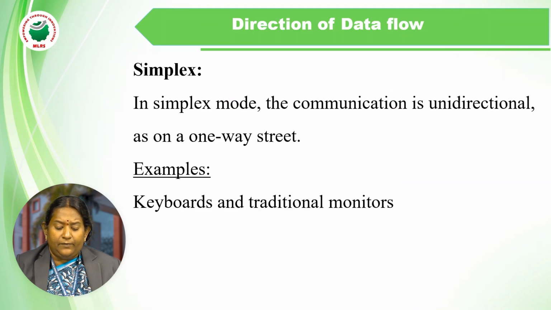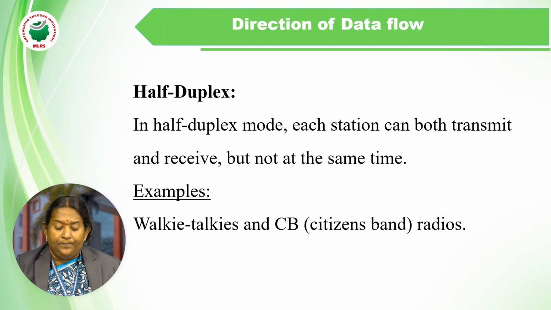Simplex, direction of data flow. Simplex means in simplex mode the communication is unidirectional, as on a one-way street. Keyboards and traditional monitors are a few examples. Half duplex: in half duplex, each station can both transmit and receive, but not at the same time. Either we can send the message or we can receive the message. We can't do both at the same time. Examples: walkie-talkies and citizen band radios.